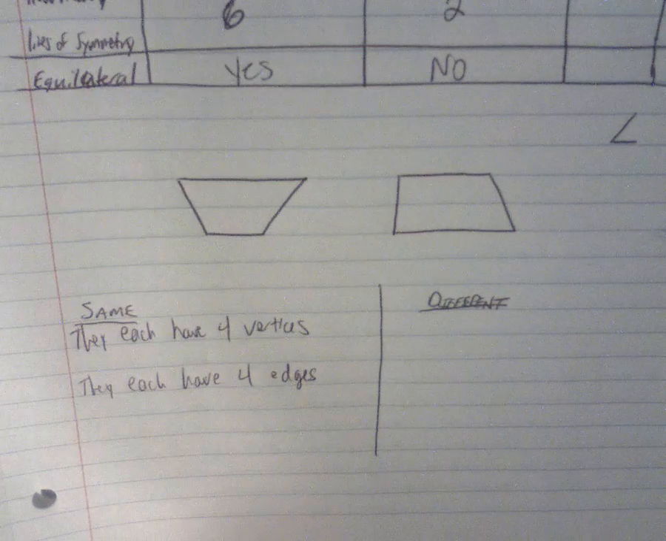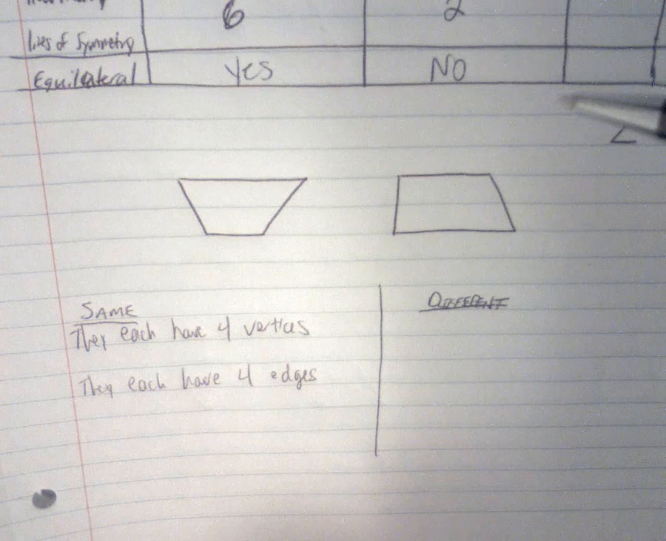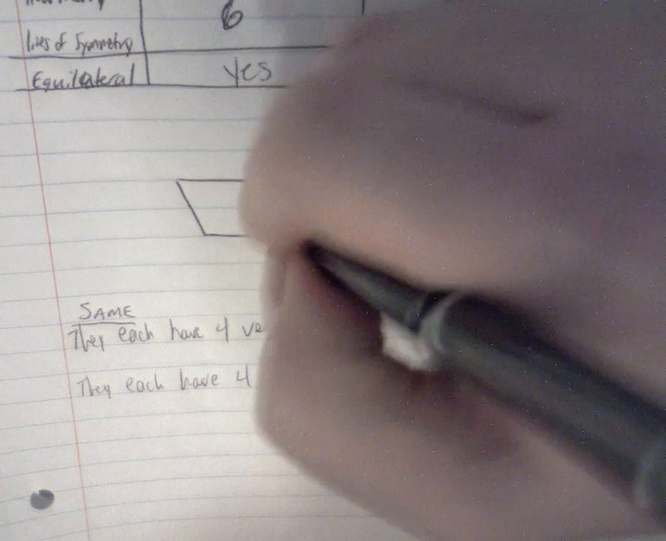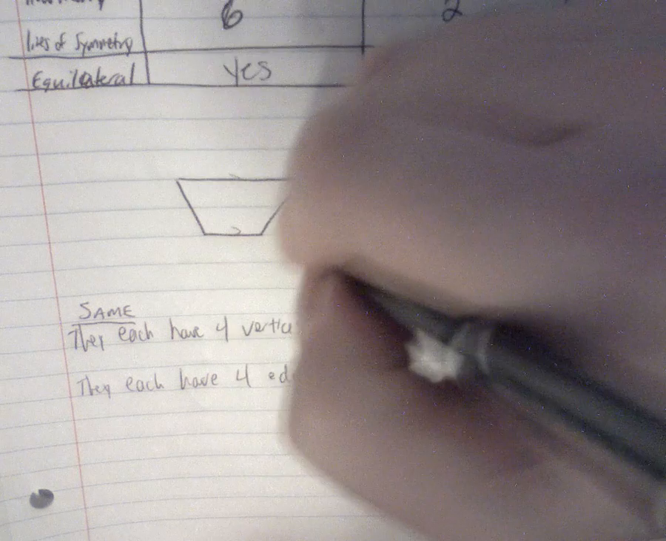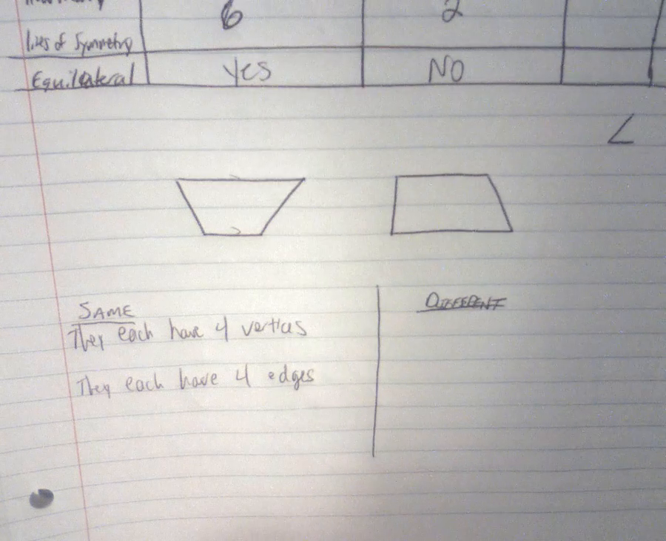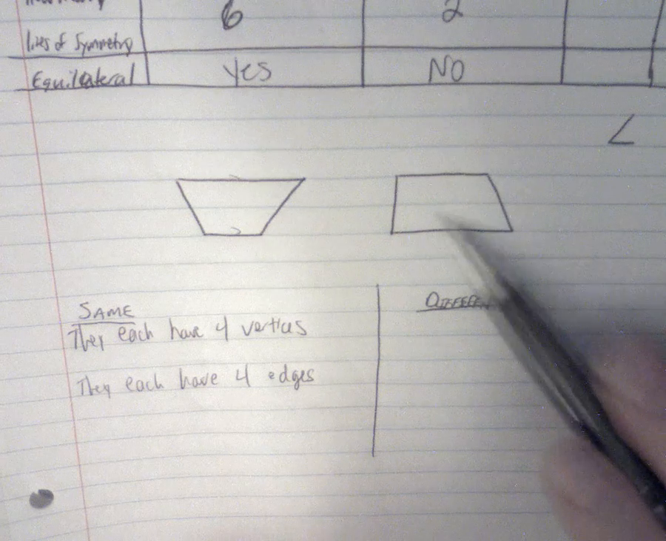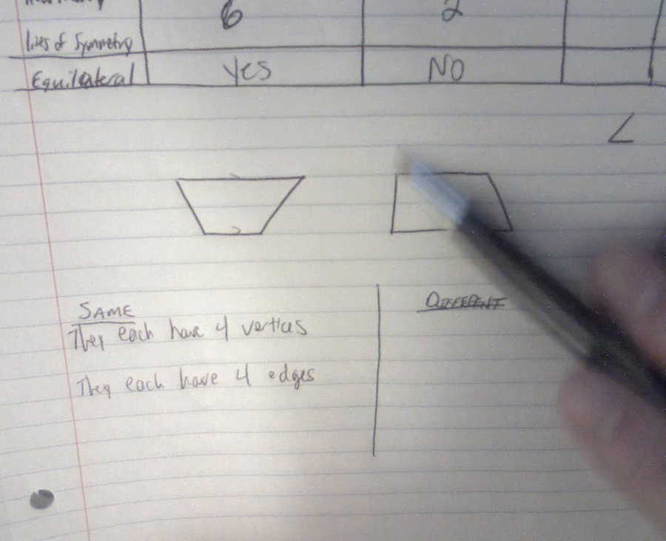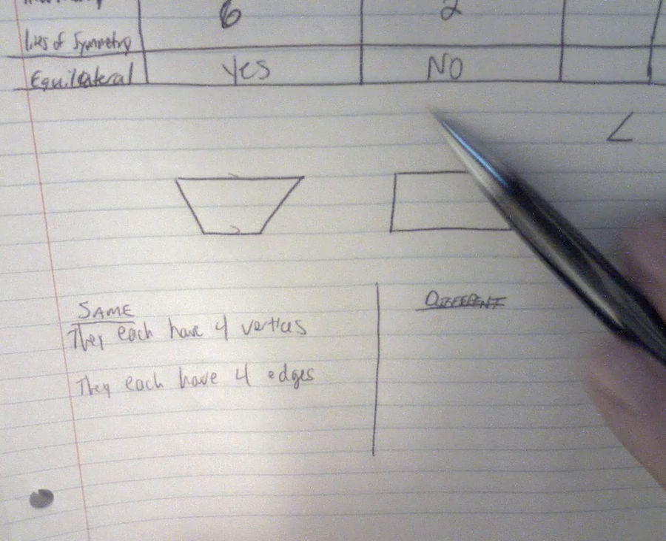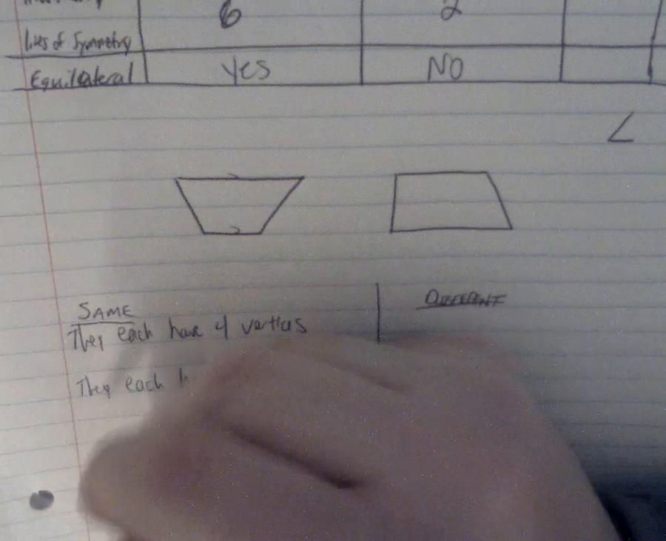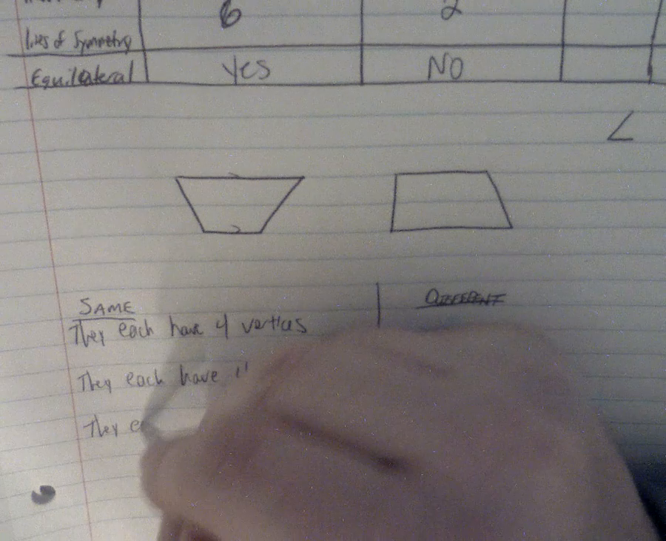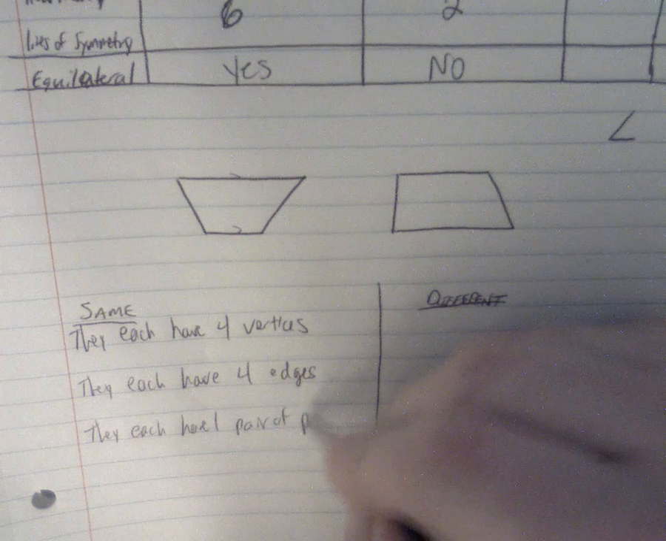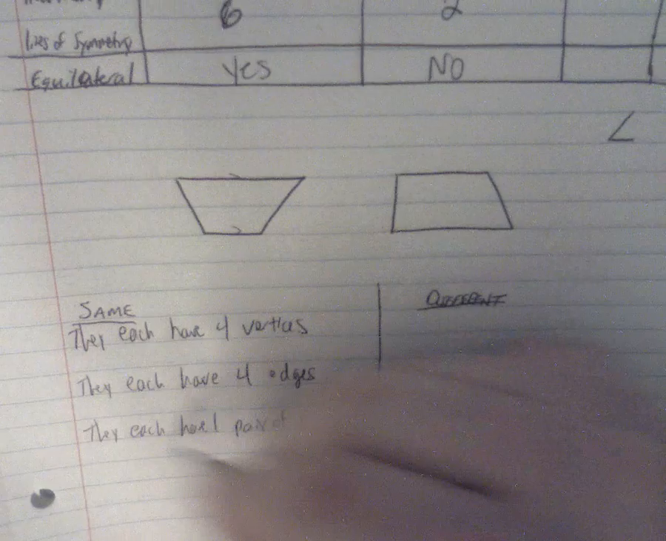Number of pairs of parallel sides. Well, I have 1 here, and these 2 can't, because if they keep going, they're going to cross. Here, we have a pair running right here, but these ones are not, because if this keeps going straight up, this one is going to come across and it's going to cross. So they each have 1 pair of parallel sides.